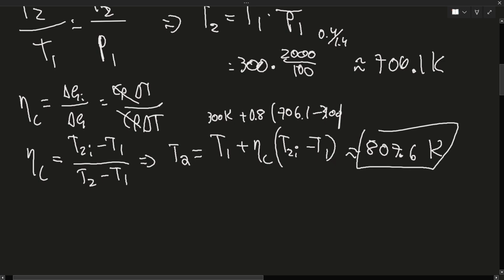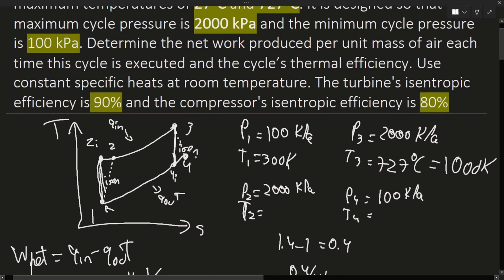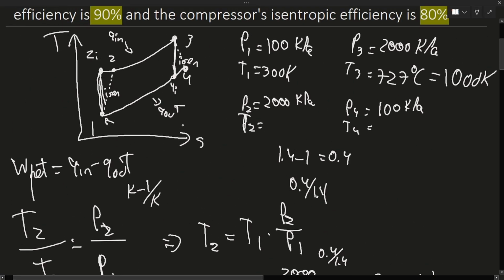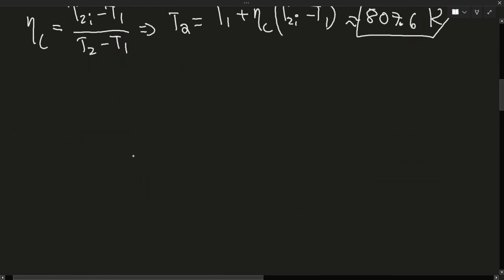If you get a temperature that's smaller than the ideal temperature, it means you messed up one of the signs, probably the denominators over here. So just pay attention. T2 we have is 807.6 Kelvin. Now for T4, you do the exact same thing.